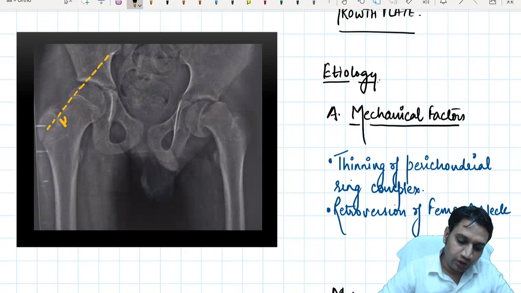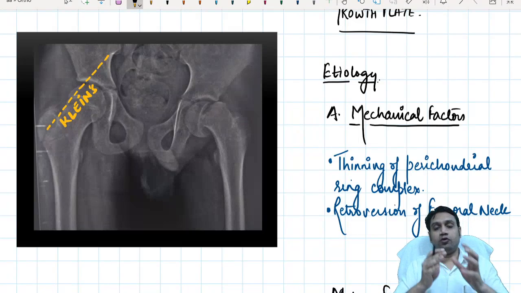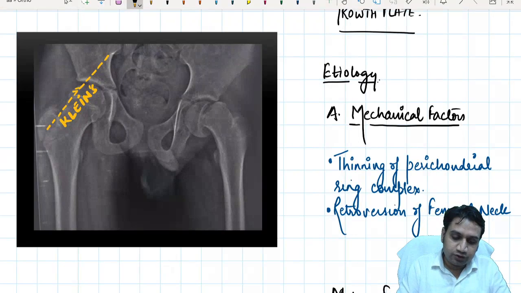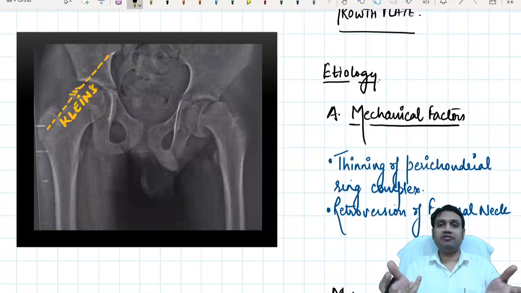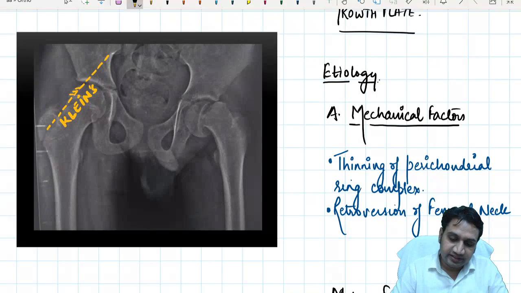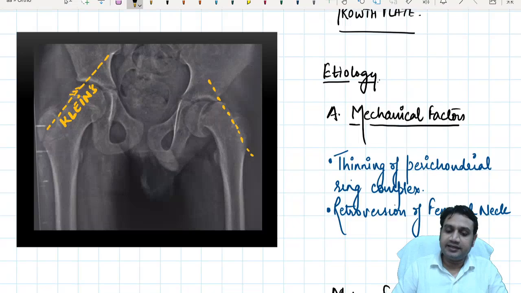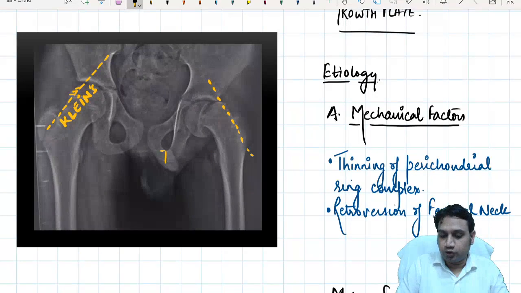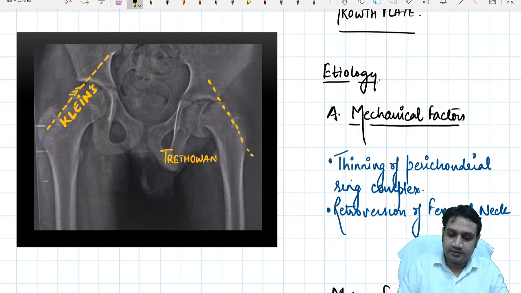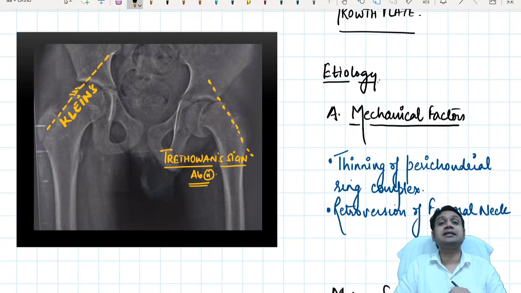This line is what you call Klein's line, K-L-E-I-N. When you draw this line, part of the femoral head is always intersected. That is a normal finding. When we do the same on the opposite side, see what happens. If I draw a line parallel to the superior femoral neck, the head is not getting intersected. When the head doesn't get intersected, that's what you call Trethowan's sign, right? So one is Klein's line and the other is Trethowan's sign. Trethowan's sign is our abnormal finding.